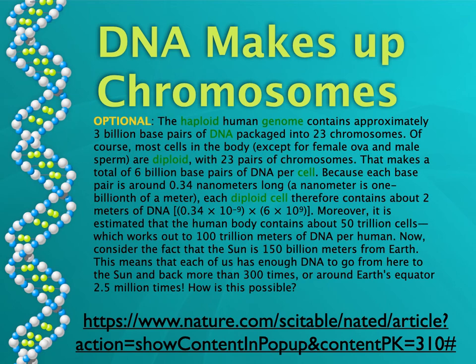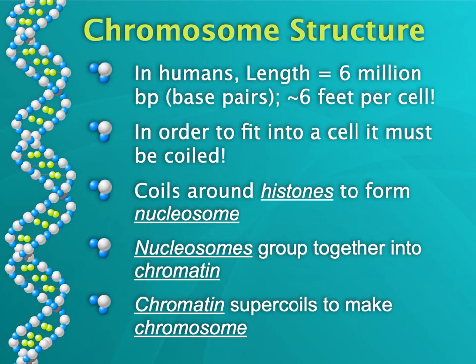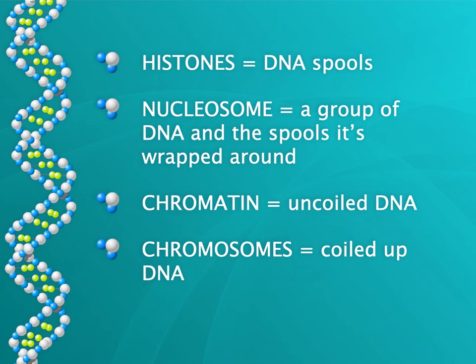DNA makes up the chromosomes, and this is crazy. This is optional, but you have about 6 foot of DNA in every cell. You have a bunch of cells, and so it means that if I took all the DNA out of your body and stretched it end to end, we could wrap it around the equator of the Earth 2.5 million times. How do you pack that much DNA in a microscopic cell? Well, you got to wrap it around things.